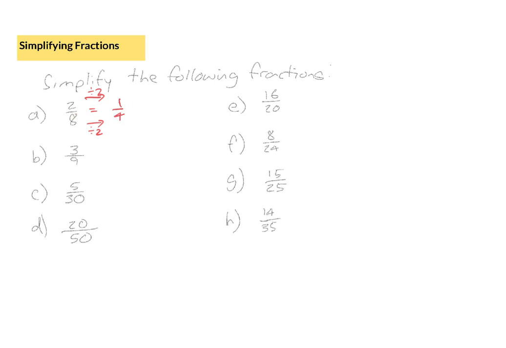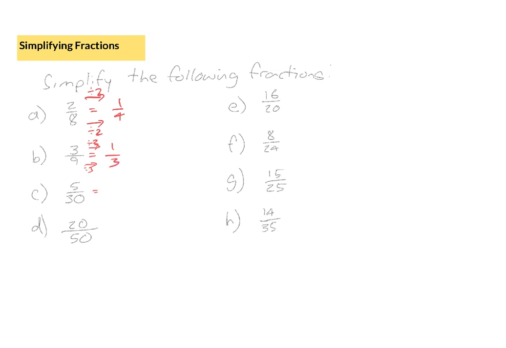They're an equivalent fraction, but this is in its simplest terms. We cannot find anything that divides into 1 and 4 apart from 1, and that would just give us the same value. So 1/4 is our simplified form. For 3 over 9, the number that will divide into both here is 3. So I can divide top and bottom by 3. 3 divided by 3 is 1, and 9 divided by 3 is 3.